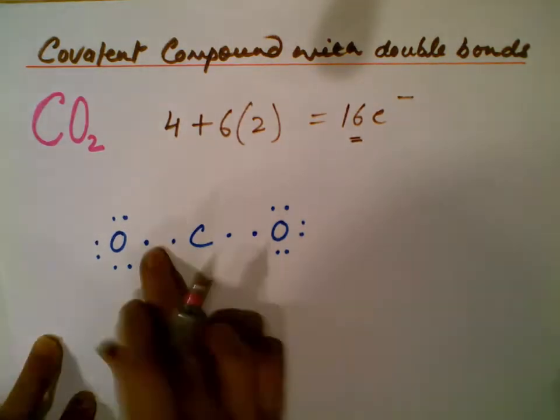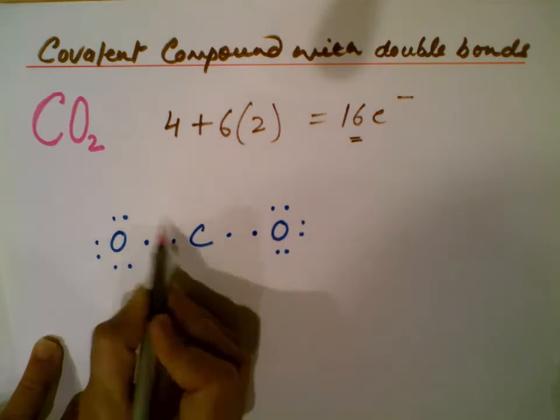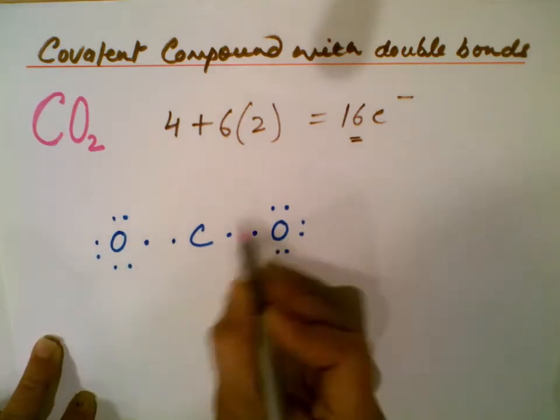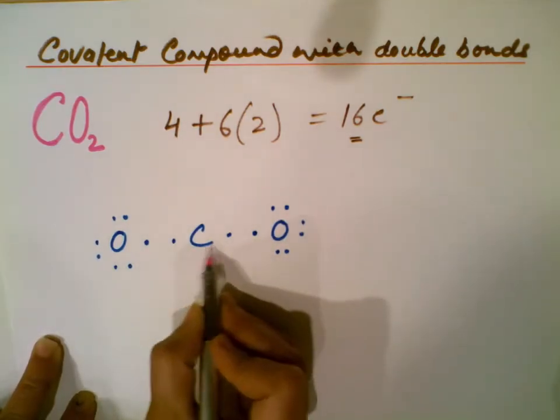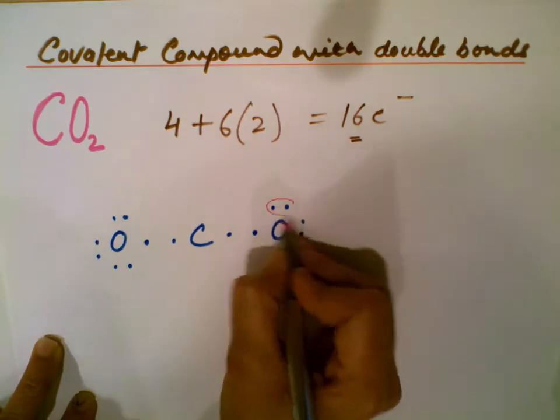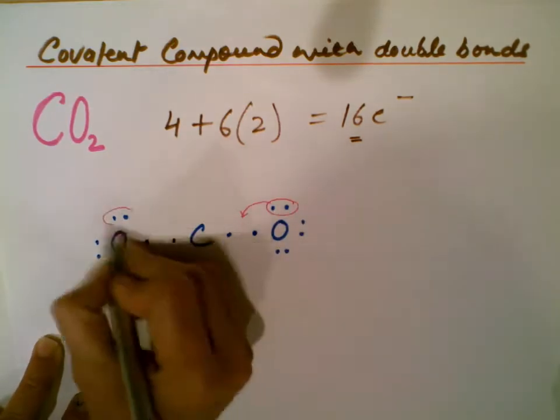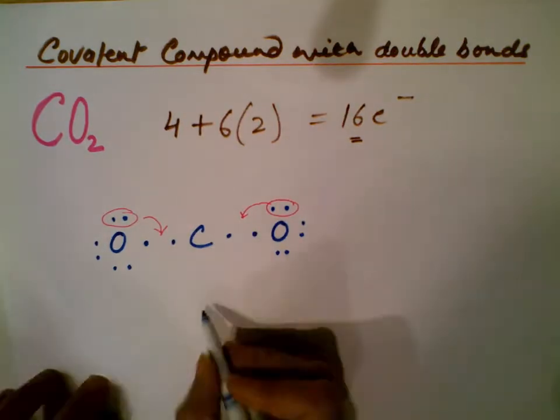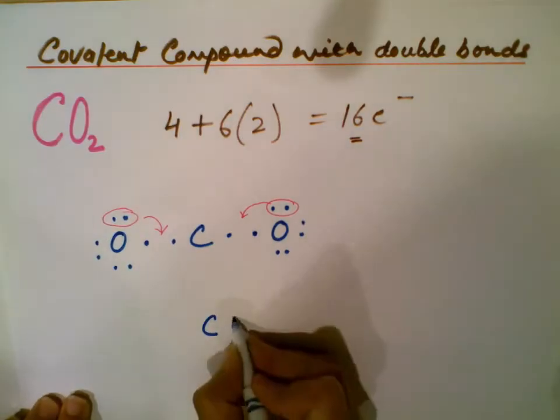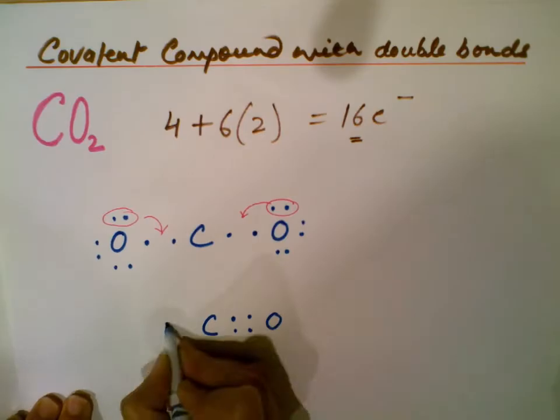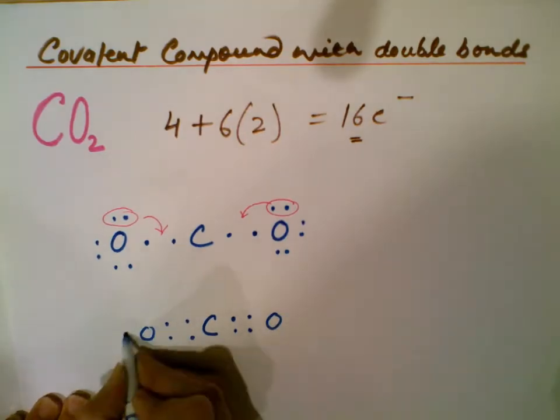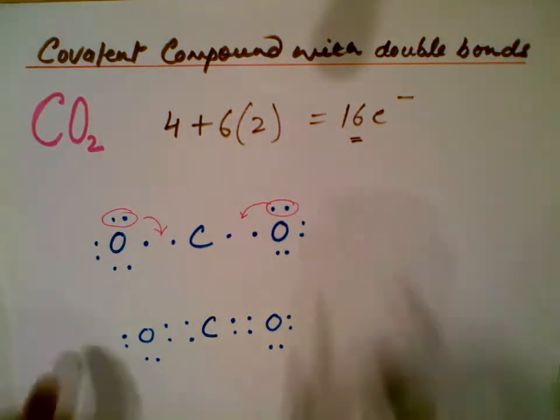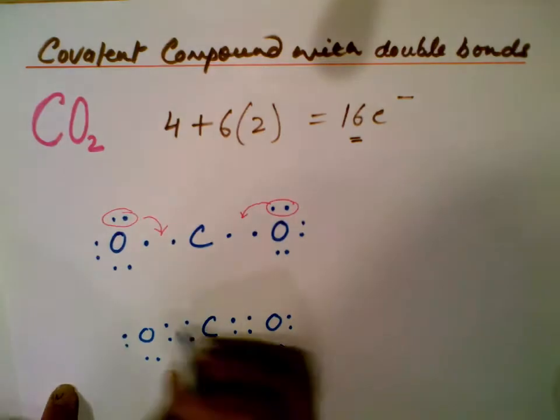Now if you look carefully, this oxygen's octet is complete. 1, 2, 3, 4, 5, 6, 7, 8. And so is this one's. However, the octet of carbon is not complete. So our job is to move this pair of electrons over here. Always move in pairs, guys, because a bond needs a pair. So I did not make any changes except that I moved these pairs of electrons to the middle.